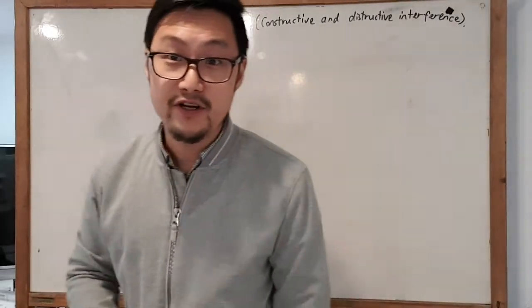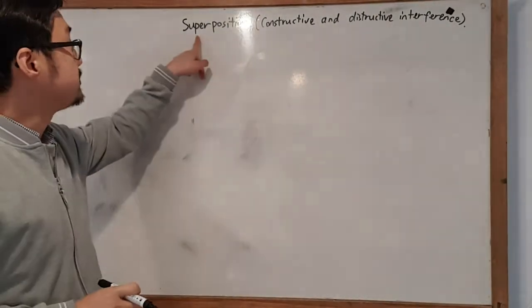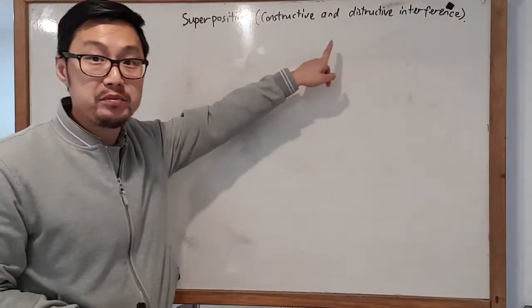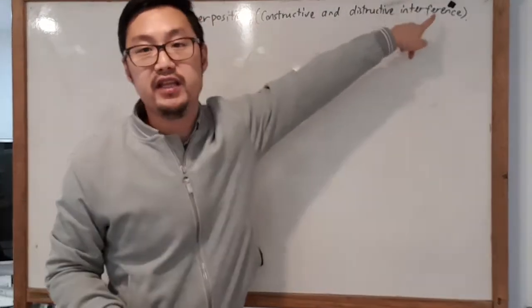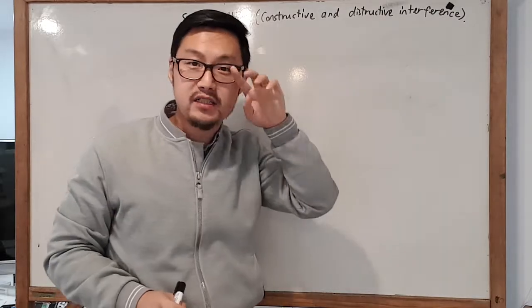Okay guys, so in this video, we're going to talk about superposition. Another name for superposition, sometimes we can call it constructive interference or destructive interference. Okay, so what is constructive interference?